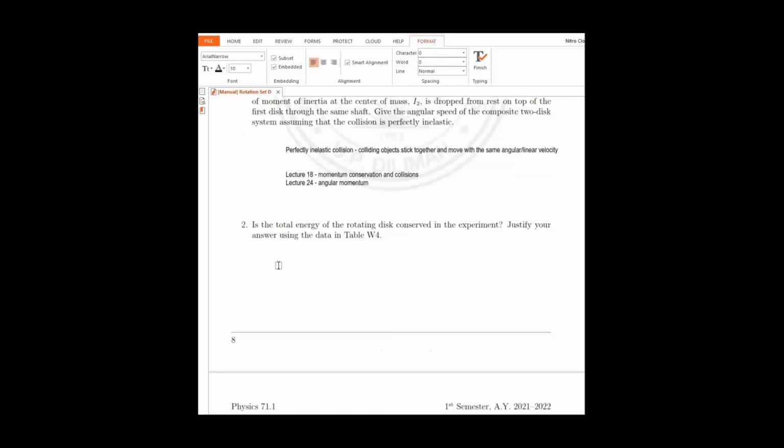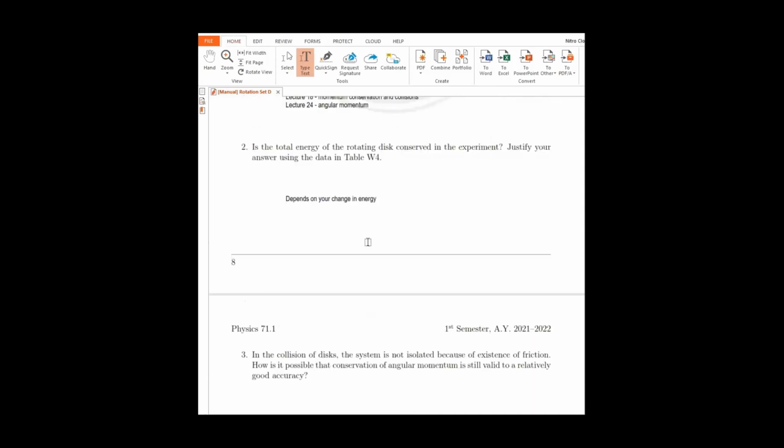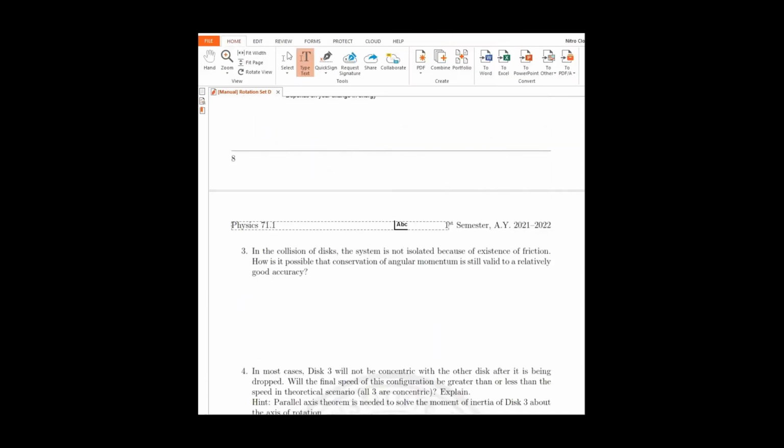So next is, is the total energy of the disk conserved in the experiment? So, conserved nga ba? Makikita mo naman dyan sa delta E nyo. Depends on your delta E. Change in energy. So of course, sagutin nyo rin kung bakit. Bakit siya conserved or hindi.